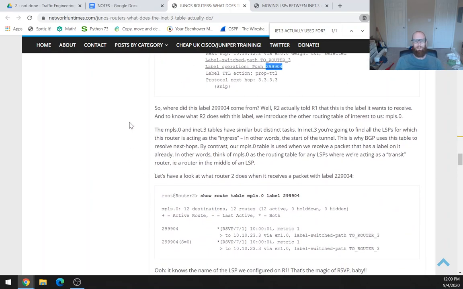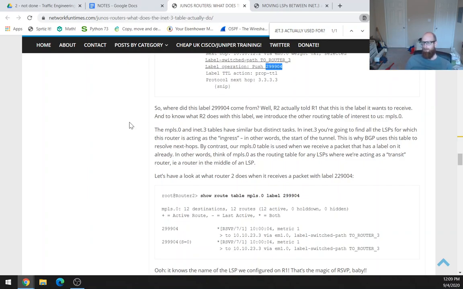So where did this label 299.904 come from? Well, R2 actually told R1 that this is the label it wants to receive. And to know what R2 does with this label, we introduce the other routing table of interest to us, MPLS.0. The MPLS.0 and inet.3 tables have similar but distinct tasks.